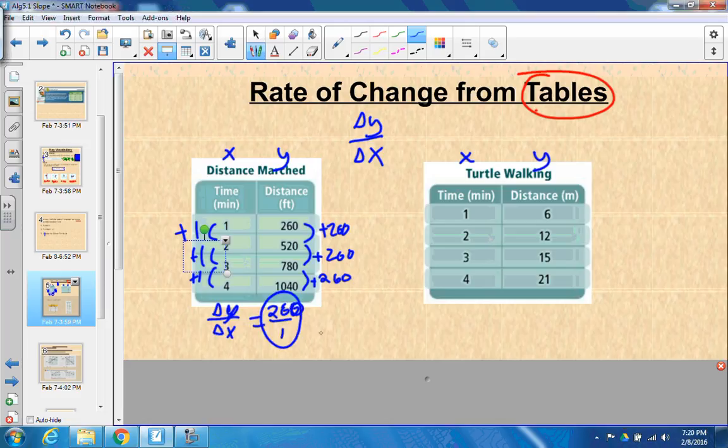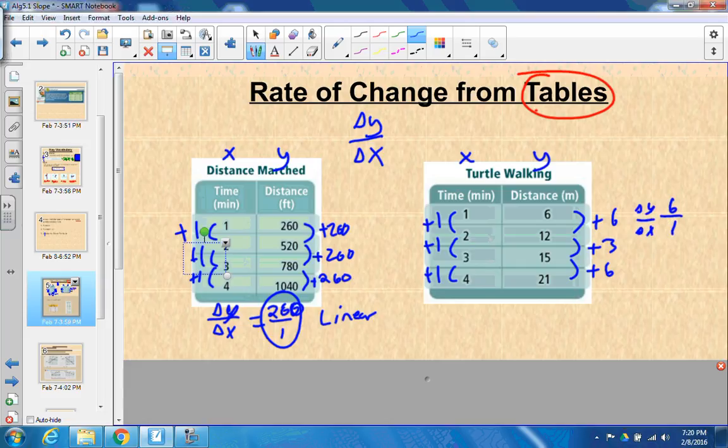All right, let's look at this next one. So this would also be linear because it has a constant slope. Let's look at this next one. The change here would be plus 6, plus 6, plus 3, and plus 6. This is plus 1, plus 1, plus 1. So you might remember from last chapter that this would not be linear, because the change in y over change in x would be 6 over 1, whereas this one right here would be 3 over 1. Not consistent, so it's not linear.